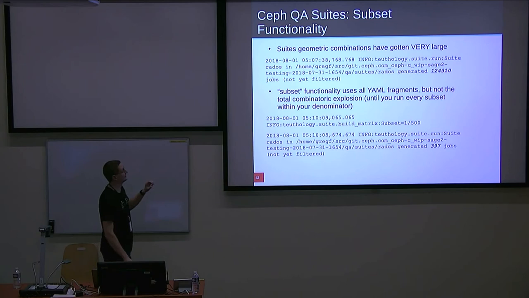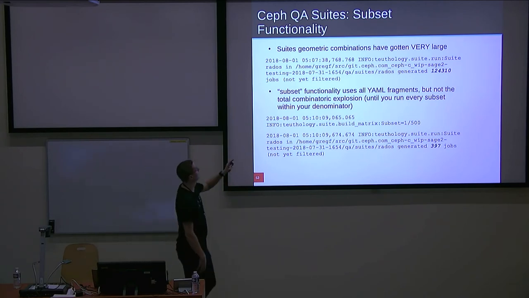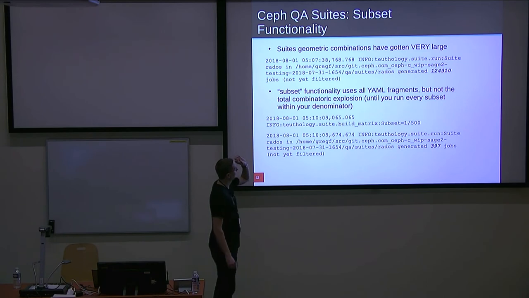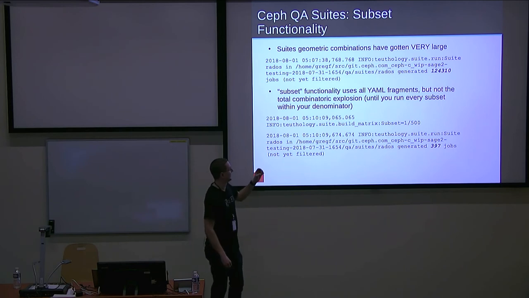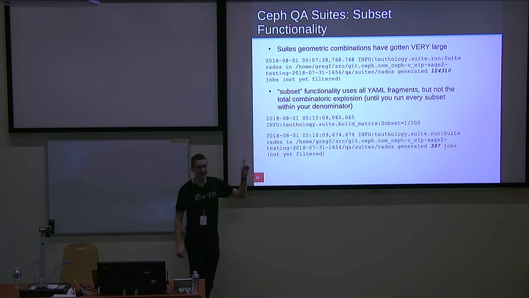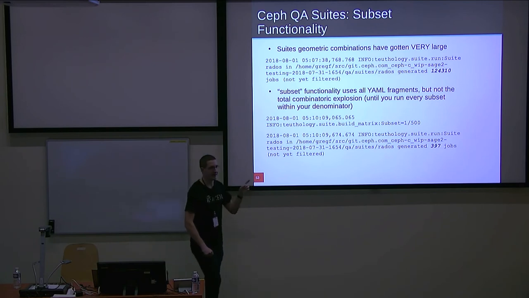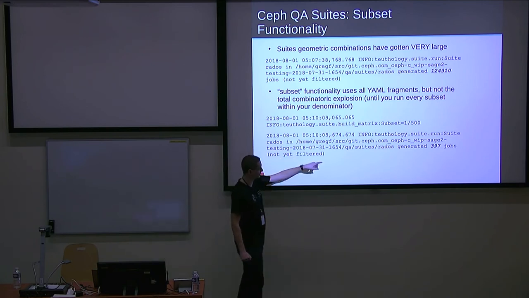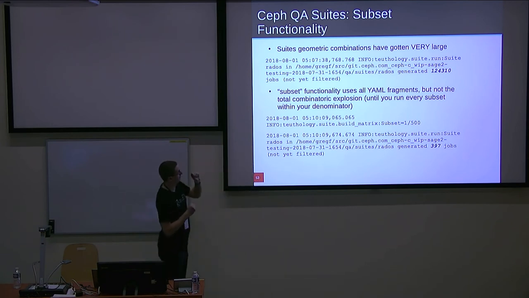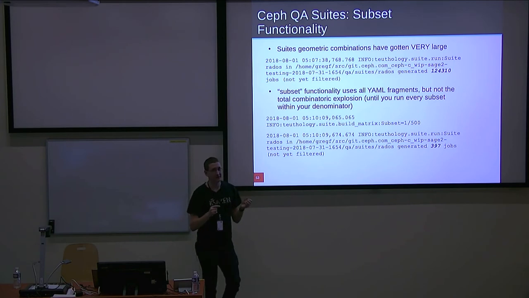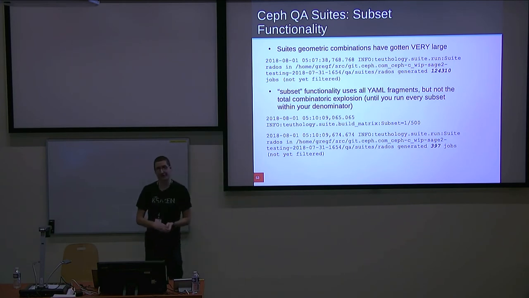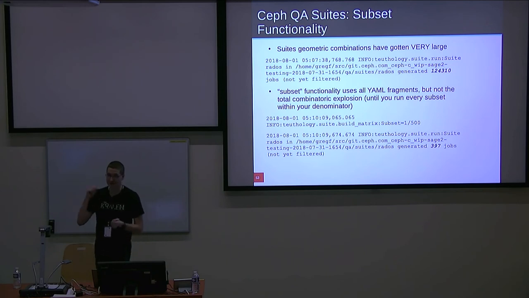A couple of years ago, we added something called subset functionality, which is a big critical thing for this. The subset functionality lets you say, hey, I want to run subset 1 of 500, and it will make sure that we run every single YAML fragment, but not every single combination. So when we do this 1 of 500, we end up with 397 jobs instead of 124,310. That won't do all the combinations, but it covers everything at least once. And importantly, if we then run subset 2 of 500 and 3 of 500 and 4 of 500, all the way up to 500 of 500, then we will have run all 124,000 tests.